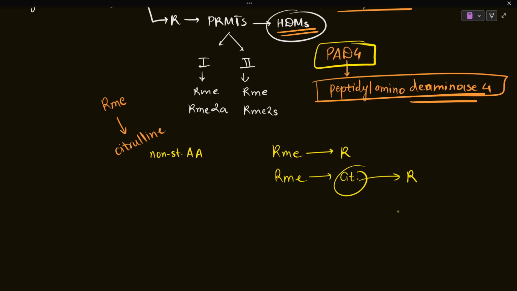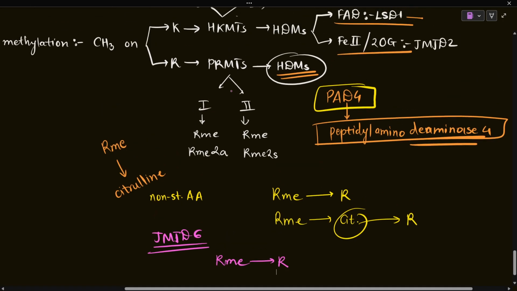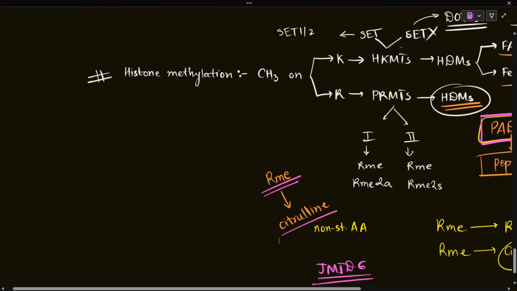But there was a paper which I guess discussed JMJD6. Yeah, JMJD6. I'm not sure if it is something else. I'll post it in the comment section. It discussed that JMJD6 demethylates the arginine, like it replaces methylated arginine with arginine somehow, but this is not yet confirmed. A lot of investigation has to be done on this part yet. So for now, let's just assume that there are no histone demethylases, but there is an enzyme PAD4 which can replace methylated arginine with citrulline. So this concludes the histone methylation part.